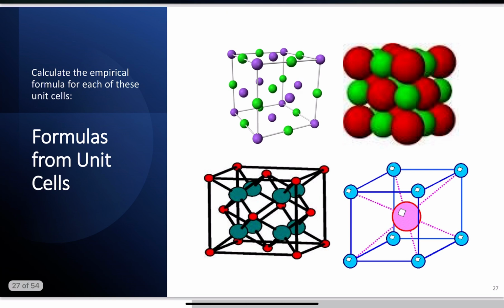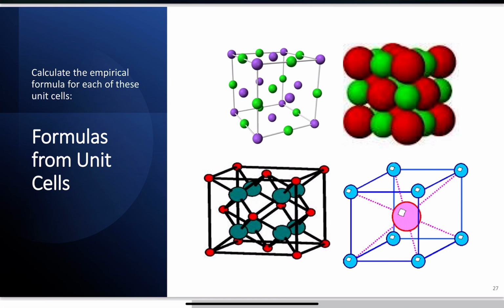So, calculate the empirical formula for each of the following unit cells. How do I do this? What I do is I look at this and I see, where do these things reside? Are they in the corner? Are they in a face? Are they in the center, meaning the body? Are they at an edge? And then how many do I have of each thing?